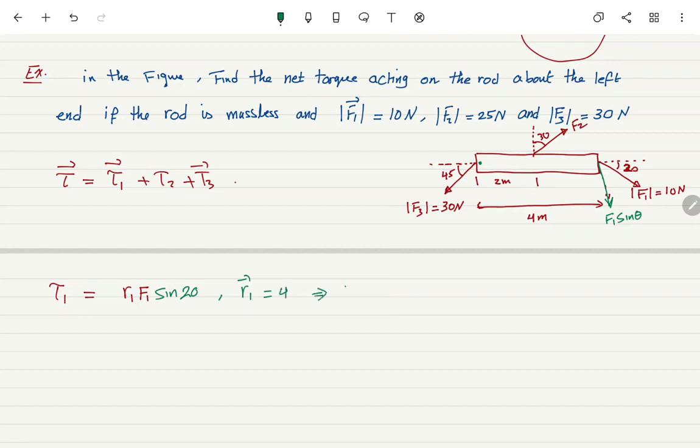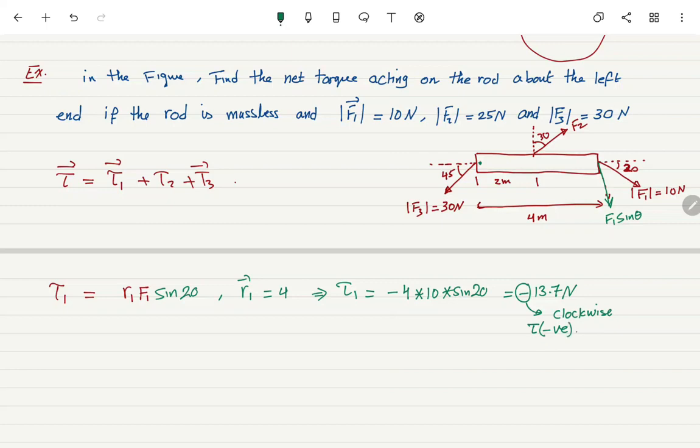So torque 1 equals minus 4 times 10 times sine 20, which equals minus 13.7 newton-meters. And remember the minus sign, because the force is applied clockwise, and in this case it means the torque is negative.